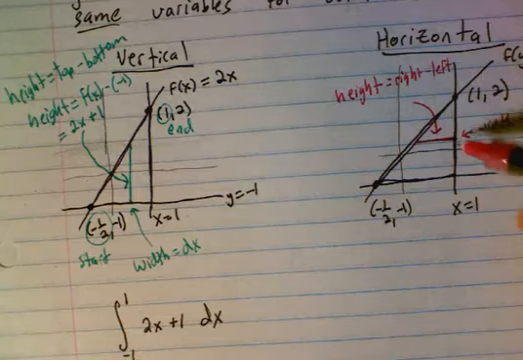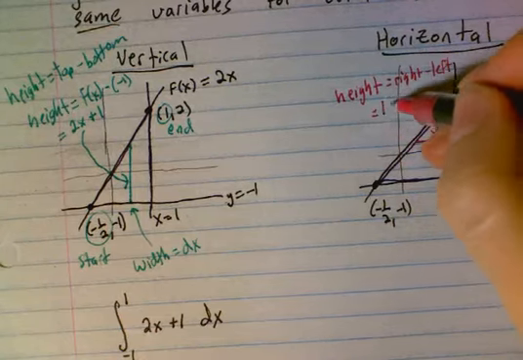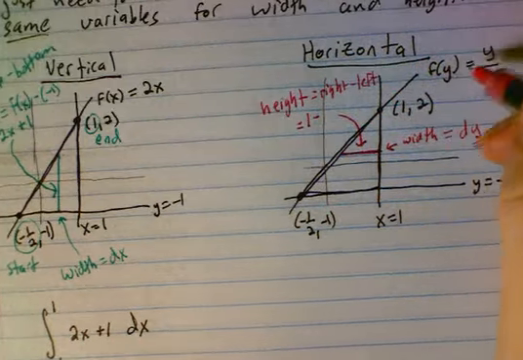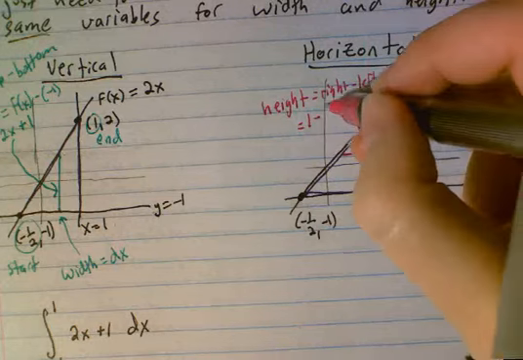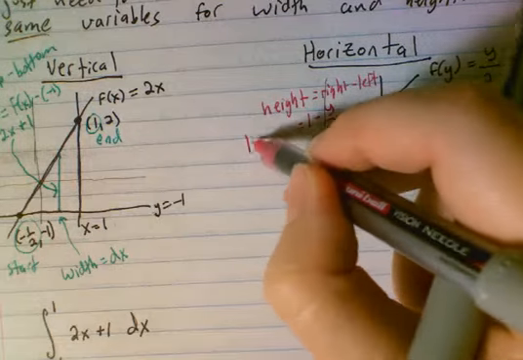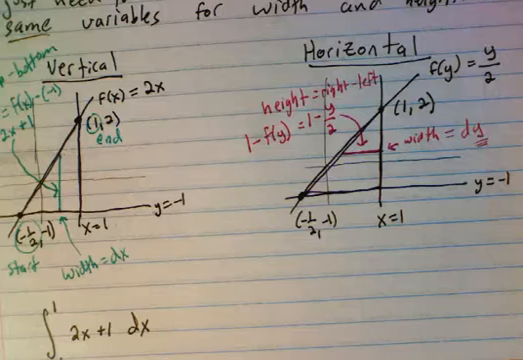So in this case, the rightmost function is this x equals 1. And then we're going to subtract this left function, which is f of y right here. f of y equals y over 2. So what we're doing is 1 minus f of y. And that's 1 minus y over 2.